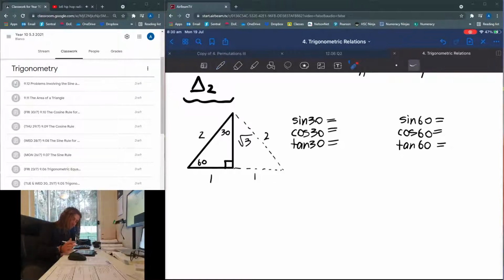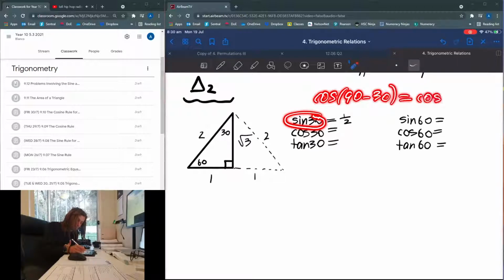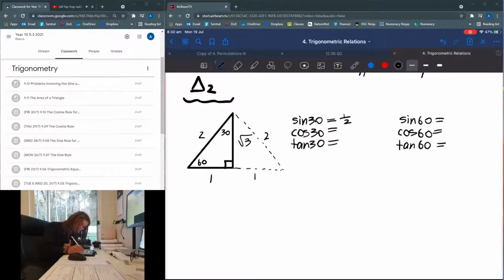Okay, let's investigate. So sine 30. I said that was a half before. Let's see if that's true. So 30, opposite over hypotenuse, a half. Now, let's not even look at the triangle. I'm sure there's more that we can fill out. So cos 30. I don't really know what that is, but if sine 30 is this, I should know what cos of 90 minus 30 is. So cos 90 minus 30, that's cos 60. Pretty sure that should be a half as well. Let's verify. Cos 60, adjacent over hypotenuse, 1 over 2.